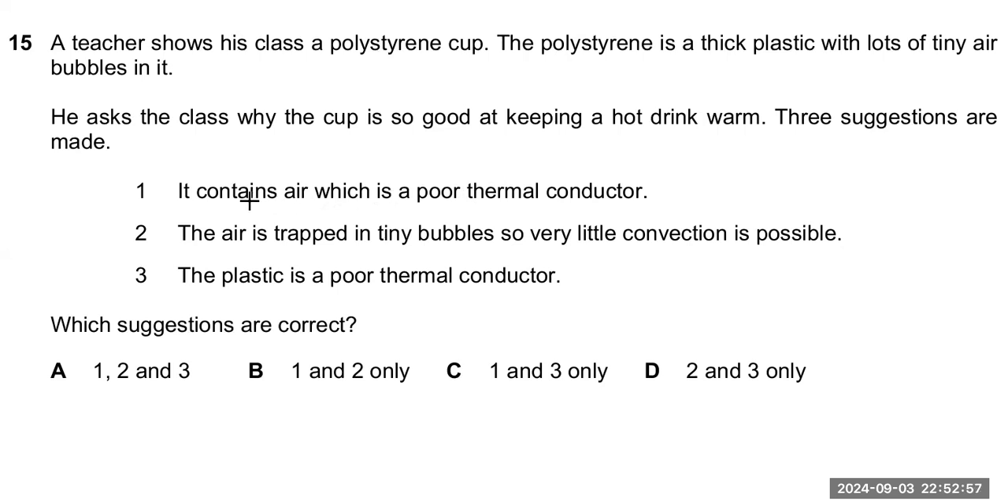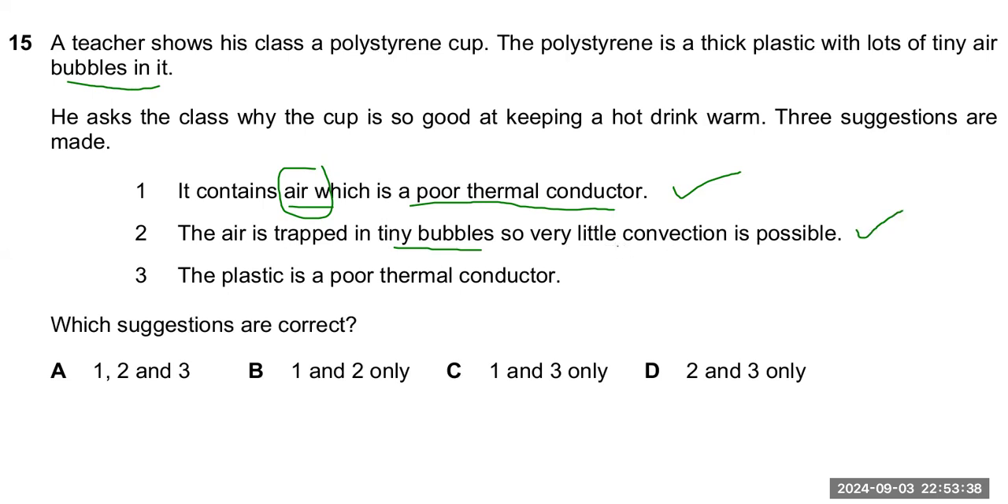Now look at the first option: it contains air, which is a poor thermal conductor. Yes, this is correct. The air is trapped in tiny bubbles. If you look at this line, in the bubbles air is also available. That is why he mentioned air is trapped in the tiny bubbles. So as we told you in the first suggestion, air is a poor thermal conductor, and that is why very little convection is possible. Remember, this is also correct.